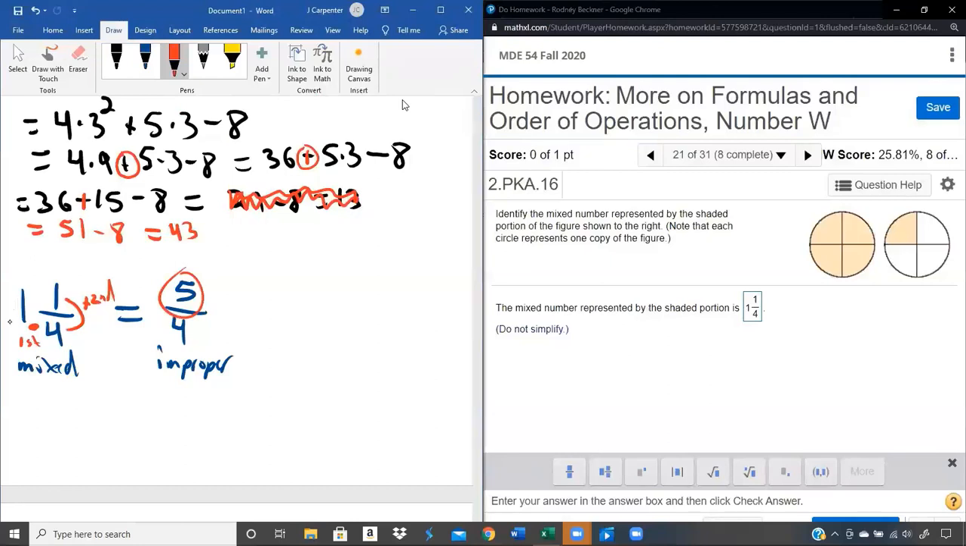How do you go from improper to mixed? You use long division with a remainder. So you would put the 4 on the left, the 5 on the right. You'd say 4 goes into 5 once. 1 times 4 is 4. Subtract and you get 1.